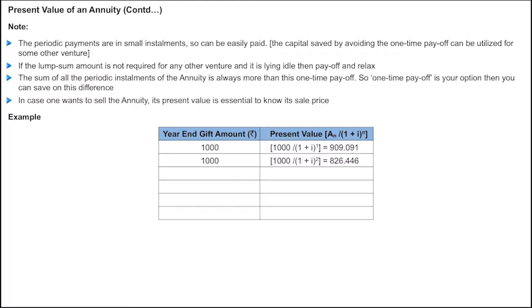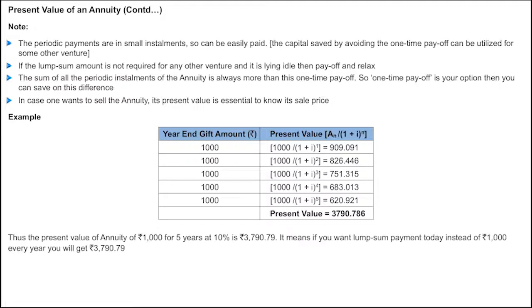That gives you 826.446. Similarly, for the fifth year, what is your present value? 620.921. Similarly, we find out the present value of 1000 at the end of each of the 5 years. When I add up all these values, the present value will be rupees 3790.786 approximately. So the present value of an annuity of rupees 1000 for 5 years at 10% is rupees 3790.79, correct up to 2 decimals. It means if you want a lump sum payment today, instead of rupees 1000 every year, you will get rupees 3790.79.